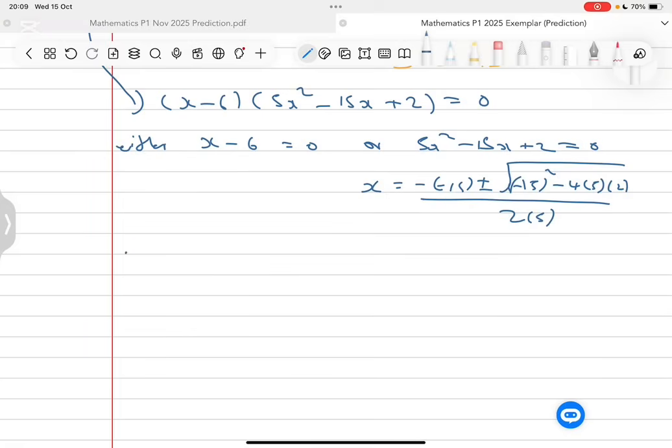So this means here, I'll say therefore our values of x will be equal to this one here. Or x will be equal to something else as well. Now we're going to punch this on a calculator to find those values.